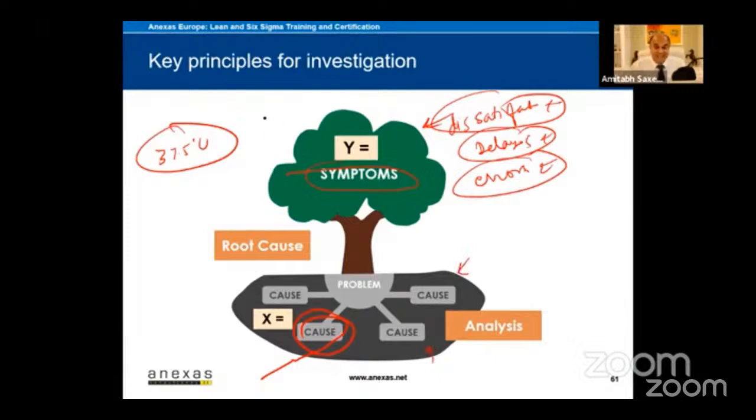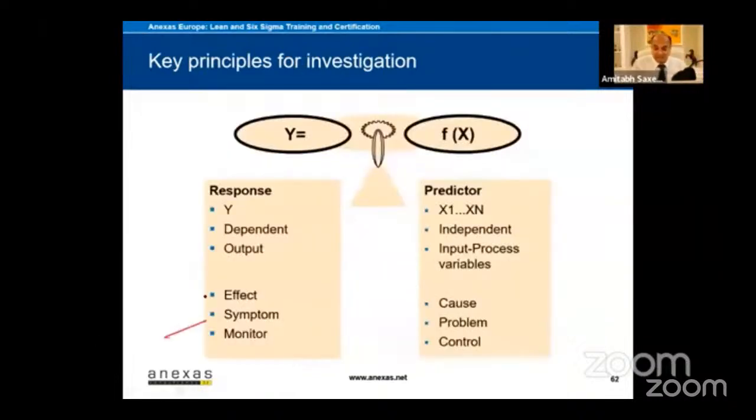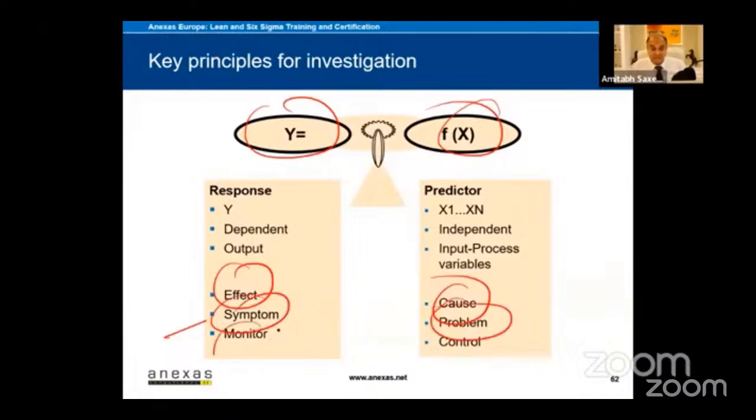The result, why is the result? Don't focus on the result. If you are focusing on the results, it will give you stress. It will not solve the problem. Results are not in your hand. The X factors are in your hand. So Y is a function of X. Y is the effect, X is the cause. Y is the symptom, X is the problem. Y you can just monitor. X you can control.